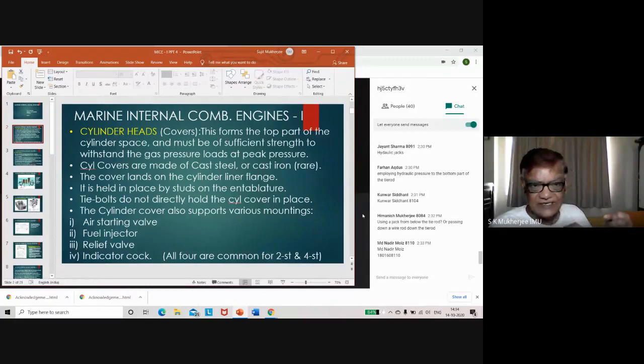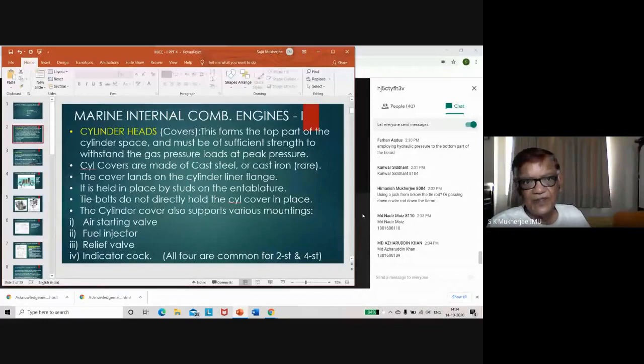It must also stop when the piston has reached its BDC. It doesn't make sense to keep sending air into the cylinder when the piston is at its BDC. So the air starting valve on the cylinder head is one important mounting. Number two, you need to deliver fuel into the combustion space, so a fuel injector is utilized, and it is kept right in the center.